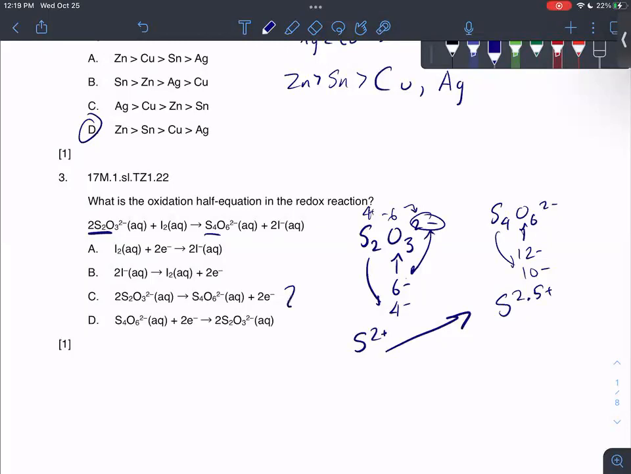That brings us to one of these two. Now we just have to make sure that our charges are balanced. 2 and 2 minus is 4 minus. 2 minus and 2 minus is 4 minus. Our answer is C. It cannot be D, because D is the backwards version of C, which makes no sense, because we're looking at the forward reaction. So our products and reactants must remain our products and reactants.